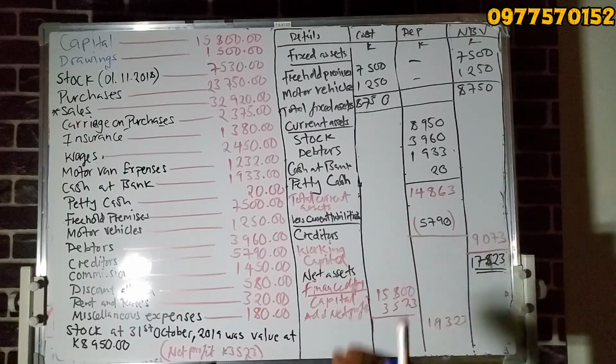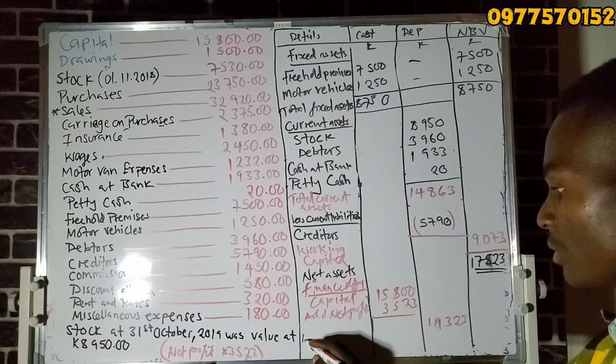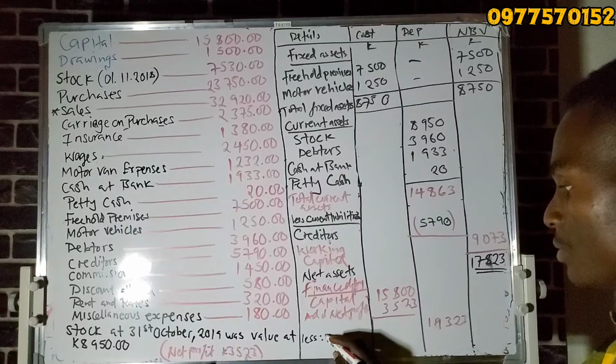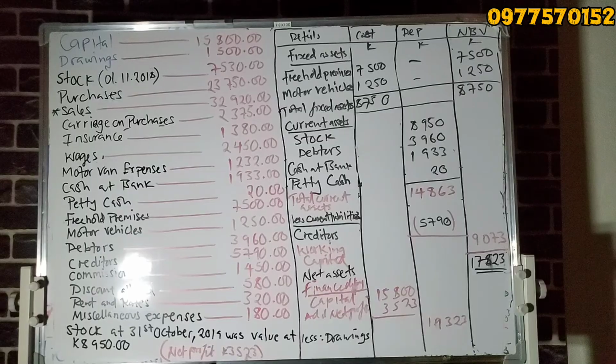From this amount, we check if we can add long-term liabilities. When you look closely, we don't have a long-term liability. Since we don't have one, we're going directly into drawings. We're going to subtract the drawings, so I'm going to write less drawings. The drawings are 1,500. We are subtracting here, 19,323 minus 1,500.